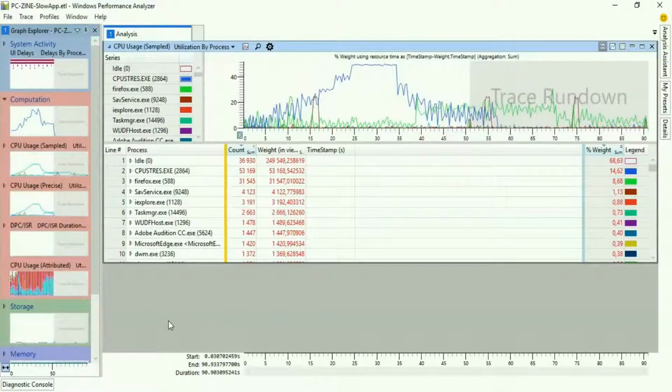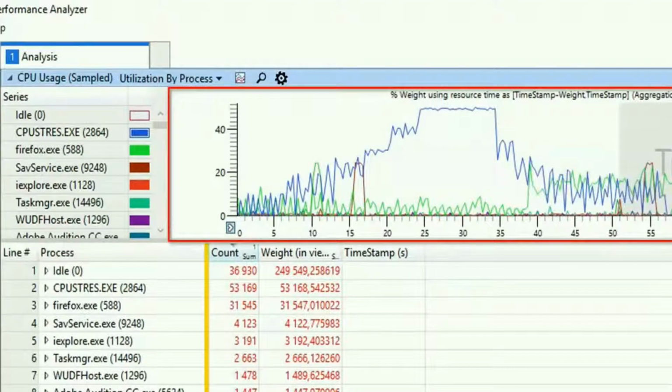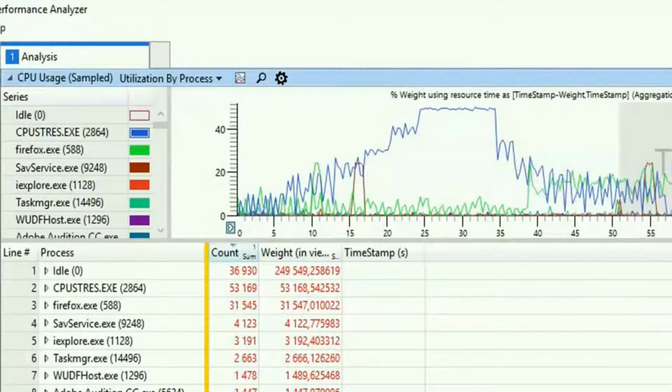In this lecture, we will take a closer look at the graphs and the tables. Here you have a list of processes that were running during the trace capture, and the corresponding graph shows the CPU usage for those processes over time.